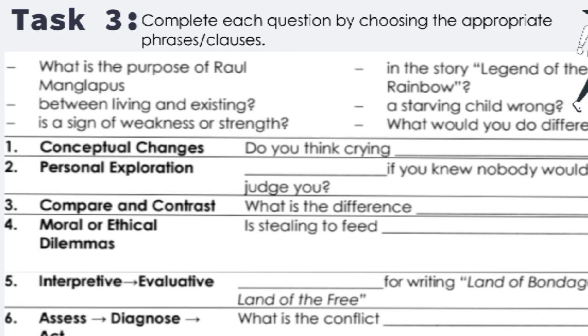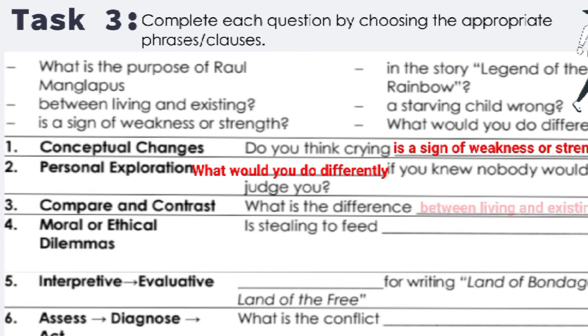Comment down your answer. Okay, so let's check. Do you think crying is a sign of weakness or strength? Check your answer. Next, number 2 is personal exploration. What would you do differently if you know nobody would judge you?